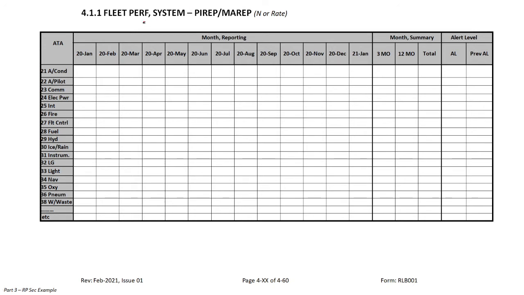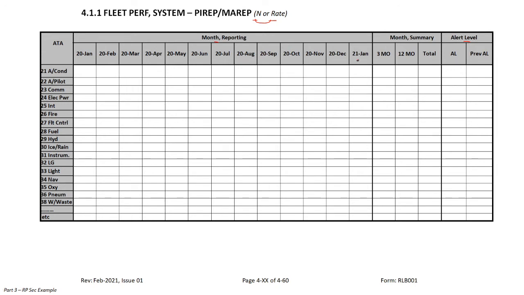This is fleet performance system PIREPs and MAREPs. As you can see, I put PIREP and MAREP numbers or rates, or we can combine them. We can put both in our table, whatever we want. So what we have here in this table: reporting months information, or year if you wish, summary information, and alert level.